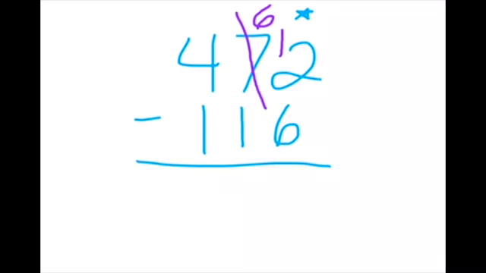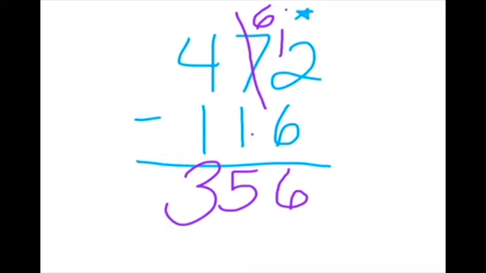So now I have 12 minus 6, and 12 minus 6 is 6. Now for the tens place, I have 6 minus 1. Is there more on the top or more on the floor? There's more on top, so there's no need to stop. I can do 6 minus 1, and that's 5. And then I can do 4 minus 1, and that is 3. So I have 356.